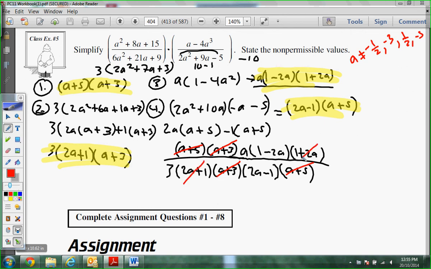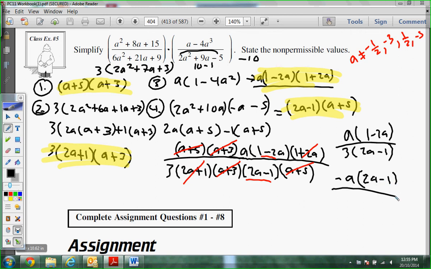All right, and we learned this in lesson 2. What can we do here? Yeah, take out a negative 1. So let's pause so we don't skip this step. So we have a times 1 minus 2a all over 3 times 2a minus 1. So if I take a negative 1 out of here, it's going to flip it to look like this, which just makes me have a negative a out front. So it's going to be negative a times 2a minus 1. I just flipped it around because I took a negative out, over 3, like that.